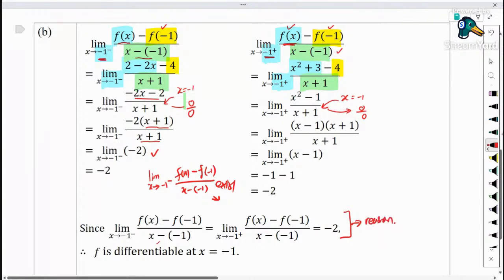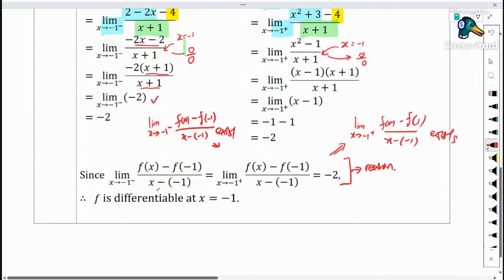Of course, if you want to further emphasize, you can say that the limit as x approaches -1 plus of f(x) minus f(-1) over x minus -1 exists, no problem. But the important conclusion you must mention is that it is differentiable at x equals -1, because this is the final conclusion that we want to make. So there goes the solution for question number 2 in section A.